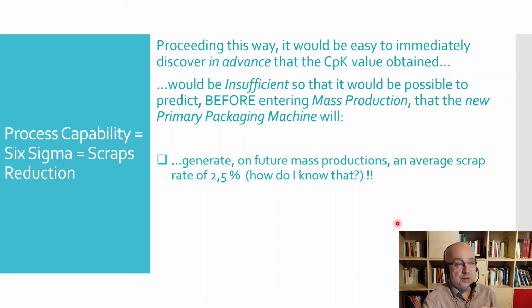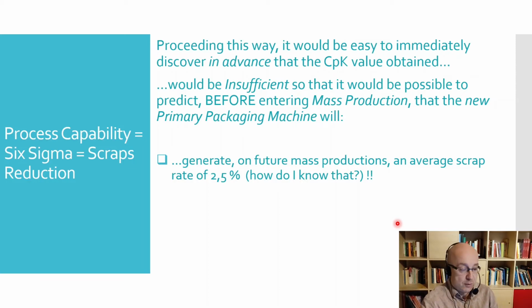So instead of producing only few bags, just ensuring that each value is within specification and then going into mass production, take these few samples, calculate the process capability, and see if the process capability, this is the right approach, is at least equal or higher than 1.33. Only if you obtain an outcome like this, then you can go to mass production. Because if you do it the wrong way, you would have an average scrap rate of 2.5%. How do I know that?